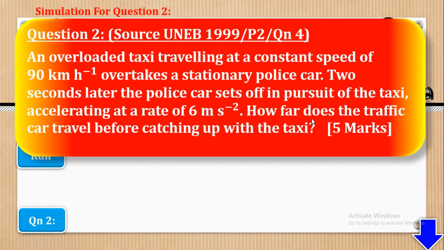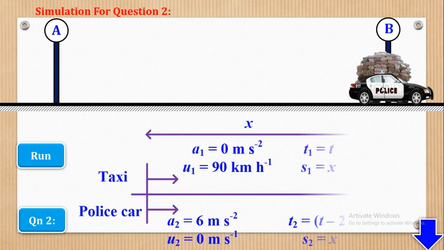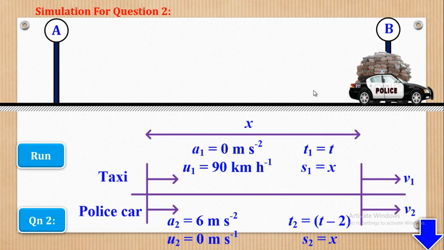And the question, I think we have realized, asks how far does the police car travel before catching up with the taxi. In other words, they want the distance from A, where the taxi starts from, up to B, where the police car catches up with the taxi. So now with that information, we shall come up with a sketch diagram showing what has been given and also showing what has occurred in the simulation.